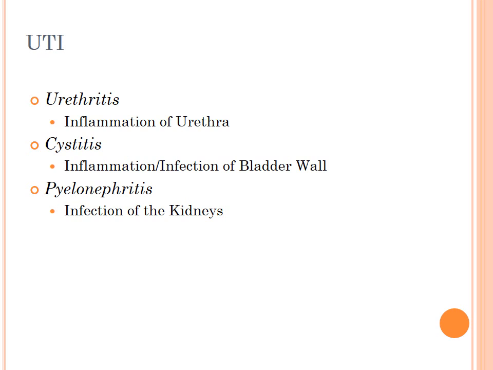Signs of pyelonephritis include fatigue, urgency, frequency, dysuria, flank pain, fever, and chills. And you might have costovertebral angle tenderness. So it's where the rib and the vertebrae meet. The lower rib and the vertebrae meet. Might be tender back there.